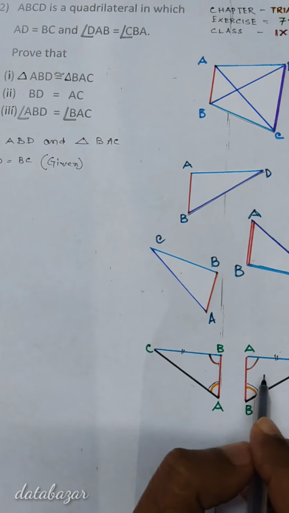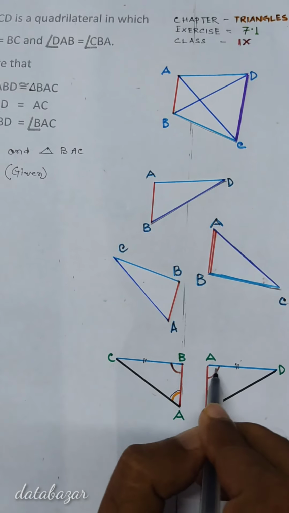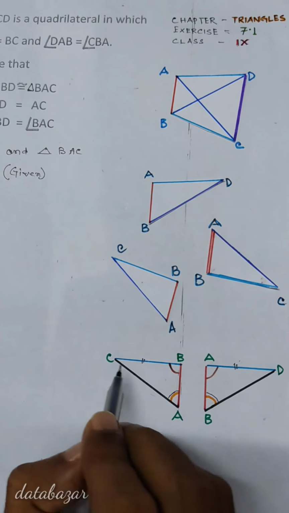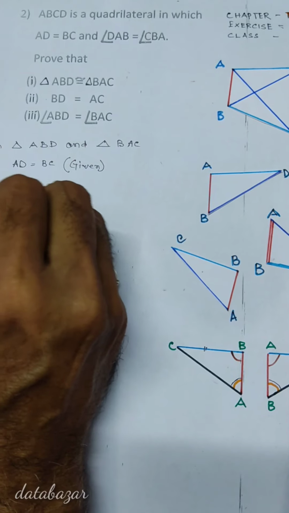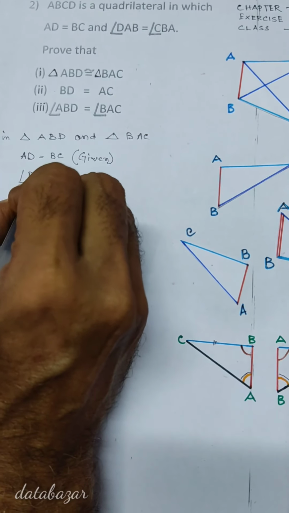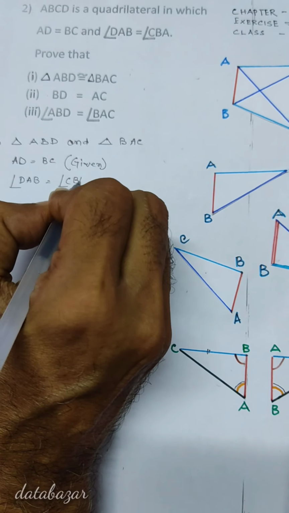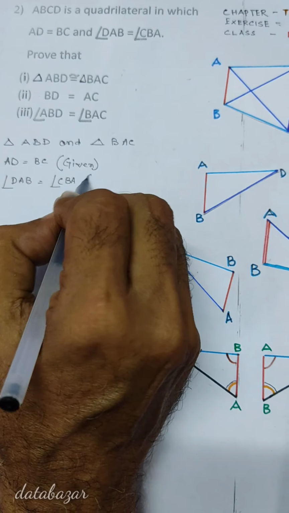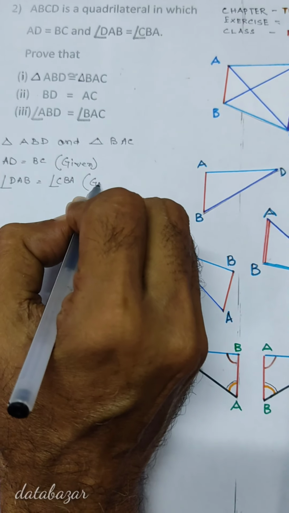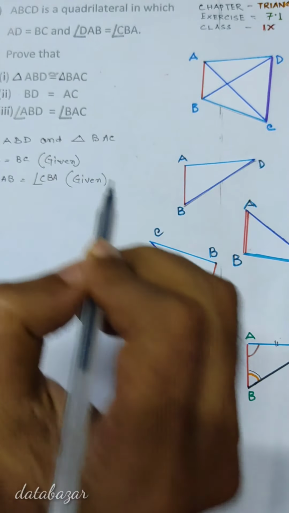Now what else is given? Angle DAB is equal to angle CBA. How are we telling these two are equal? Because it is also given in the problem. So I am writing again, it is given.